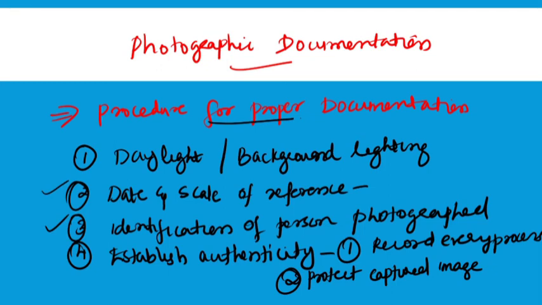Next is establishing authenticity. For establishing the authenticity of the photo, two things you have to keep in mind. The first one is to record every process, from capturing the image to storage and transferring, so that there will be authenticity. And next is protect captured image. If the image is deleted, you should keep a negative or a further copy of it. So you should always protect the captured image.